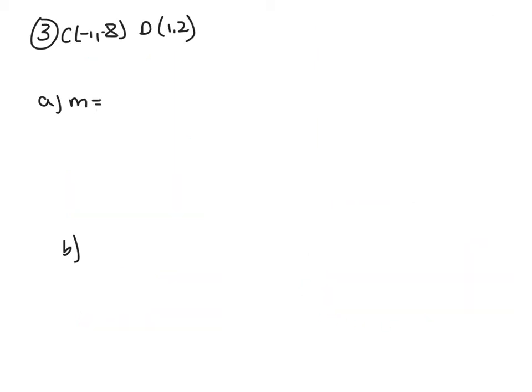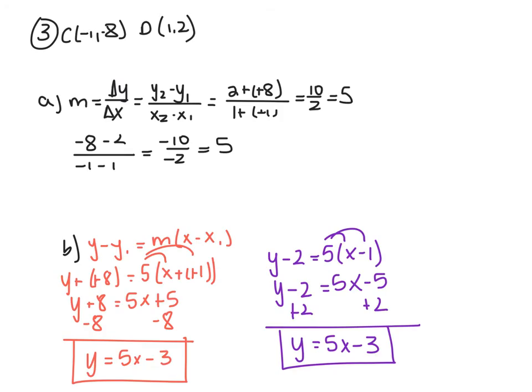Number 3 gives us 2 points, (-1, -8) and (1, 2). Part A wants us to find the gradient, and then part B wants us to find the equation of the line that connects those 2 points in slope-intercept form. So for part A, I did slope formula, which is your change in y over change in x, or y2 minus y1 over x2 minus x1.